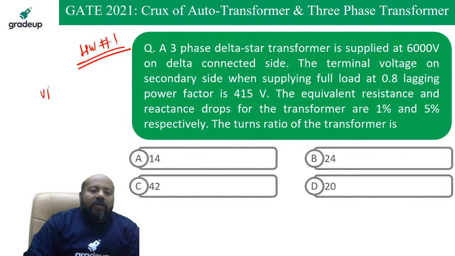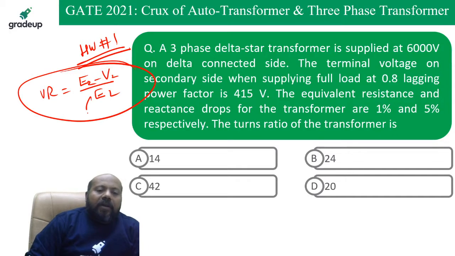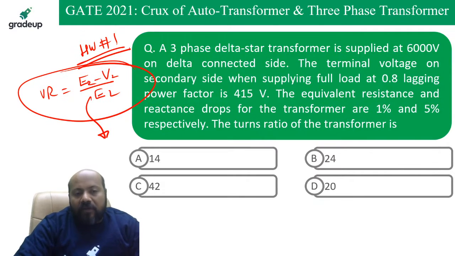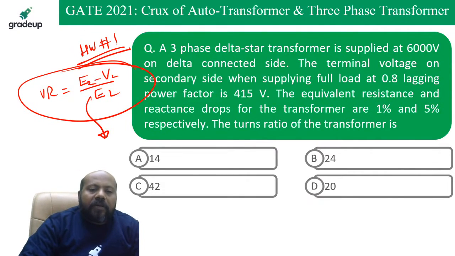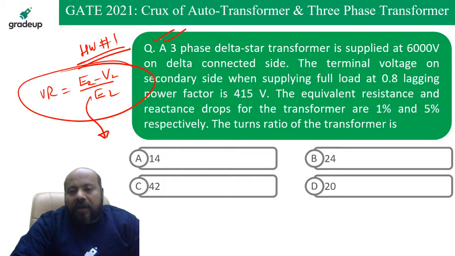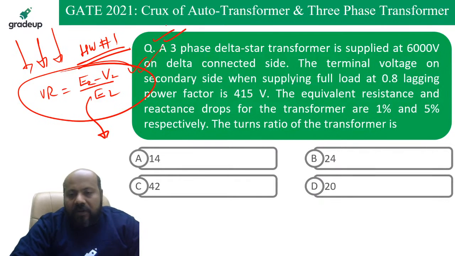One hint I am giving you: when you write the voltage regulation, you use this equation, (E2 minus V2) upon E2. You have to write the voltage regulation with respect to the secondary no-load terminal voltage. The modern convention is that you represent the voltage regulation with respect to the secondary terminal full-load voltage. But in this question, if you follow that, you will not get the answer. Most of the old traditional books are still using this formula because they have not been updated. So you have to use this formula.